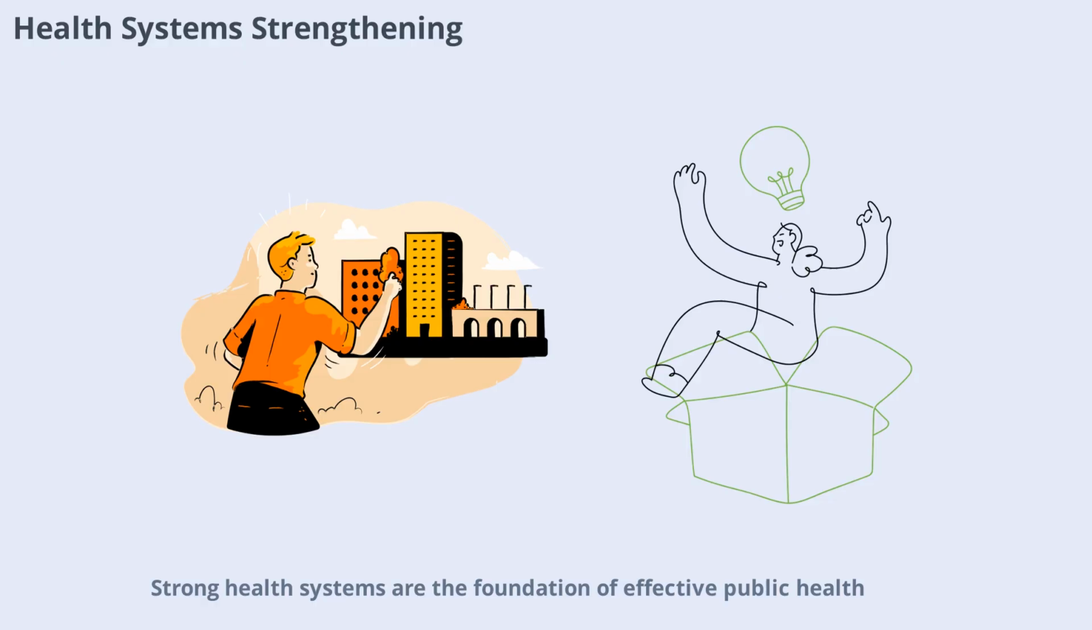Strong health systems are the foundation of effective public health. This means having well-trained staff, reliable infrastructure, and efficient processes. Strengthening health systems improves access to care, quality of services, and the ability to respond to health threats. Public health professionals work to build capacity, support innovation, and ensure that systems are resilient and adaptable.